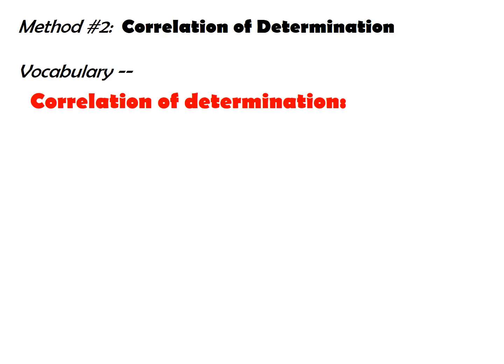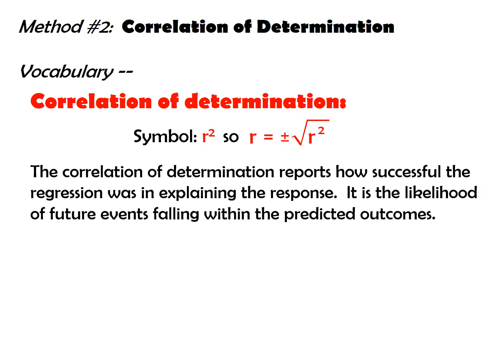Another method we can use to determine whether a linear regression is appropriate is by finding something called the correlation of determination. The symbol we use for that is r squared. So if you actually wanted to find the correlation coefficient, all you would have to do is take the square root of the correlation of determination. But keep in mind the plus or minus is there because that depends on the direction of the data. If it was a positive association, we would do positive r, but if it was a negative association, it would be negative r. So the correlation of determination reports how successful the regression was explaining the response.